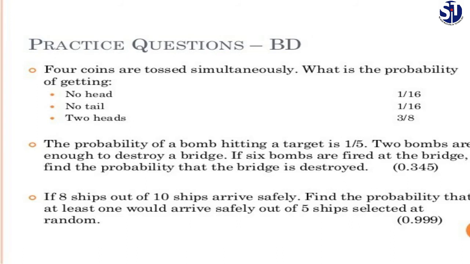Four coins are tossed simultaneously. What is the probability of getting: first question, no heads; second, no tails; third, two heads.